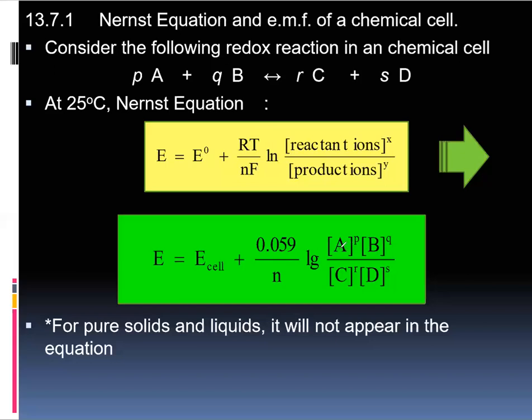The concentration of the reactant ions raised to the power of their number of moles: concentration of A, this square bracket of A, raised to the power of number of moles, which is P, times concentration of B raised to the power of Q, divided by that of the product, which is concentration of C raised to the power of R, concentration of T raised to the power of S. Now, for pure solids and liquids, they will not appear in the equation. When we were solving and saw water, I did not include it in the equation because the concentration will be 1. And a pure solid also will not be included because it has a concentration of 1.